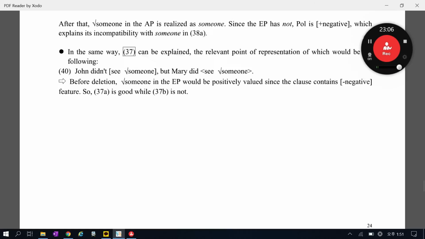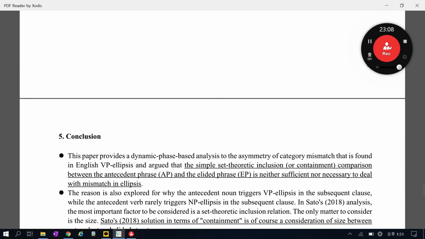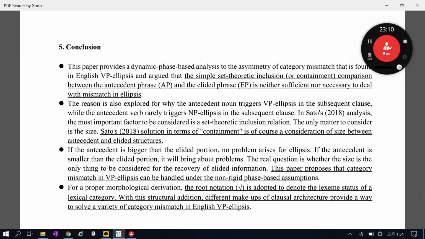So this is the end of my talk, and the conclusion is given, and the underlined part is the essence of what I have to tell you for the whole thing, a wrap up of the whole presentation. And thank you very much for listening.